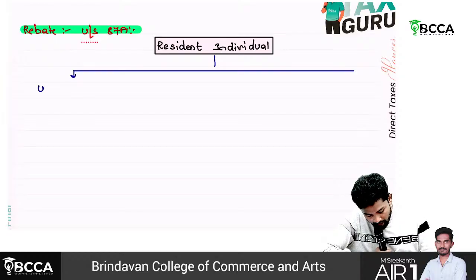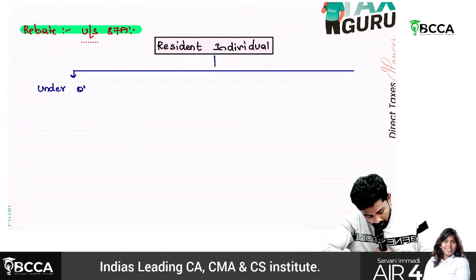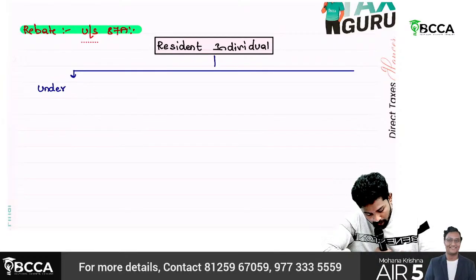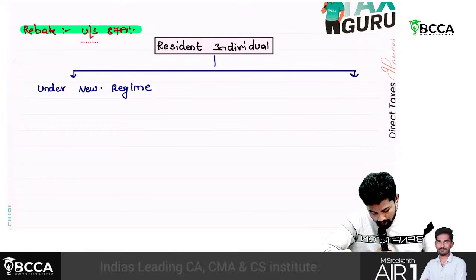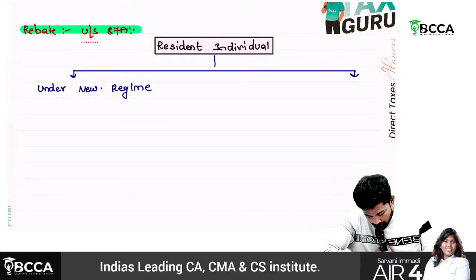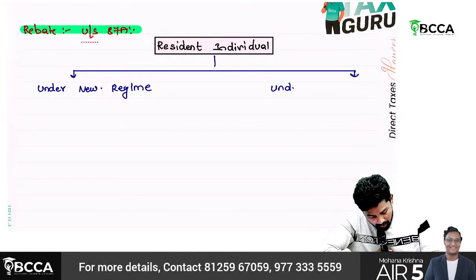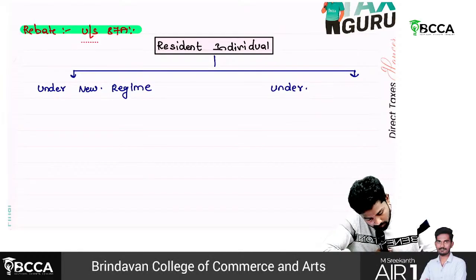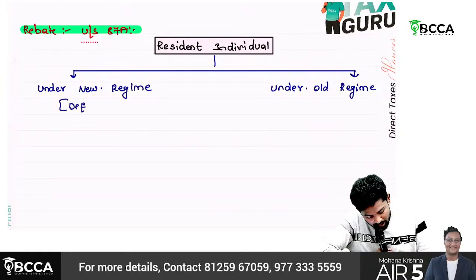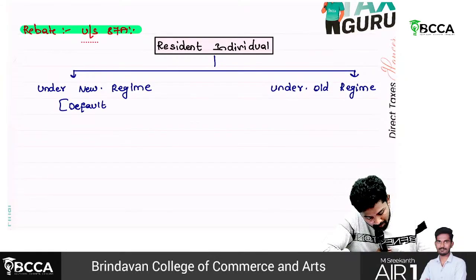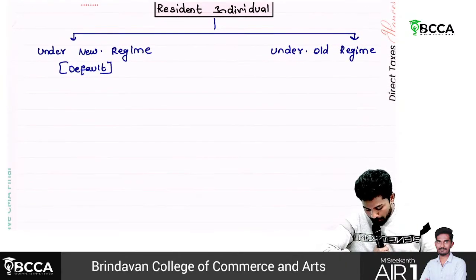Since he is an individual, two regimes are there. First, on this side we are writing the new regime, and then the old regime. The new regime is also called what, sir? Default regime.